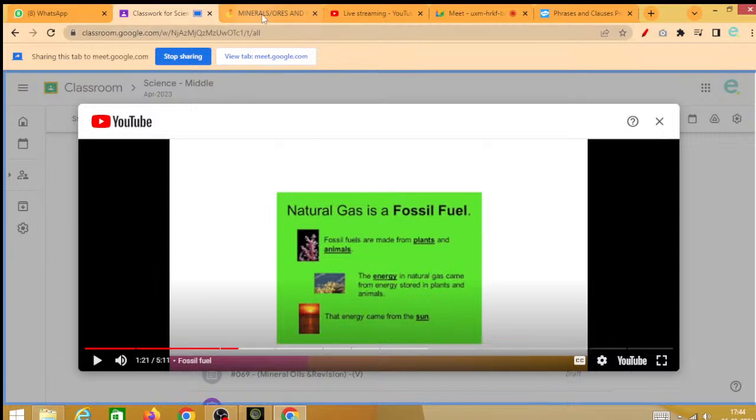So what is a fossil? What are fossils? The dead animals and plants which have been buried inside are the fossils. When we get fuel from them in the form of gas or liquid, we call them fossil fuels.